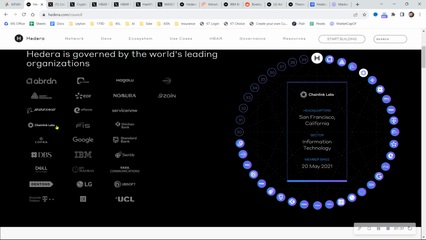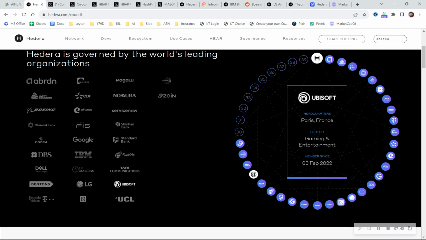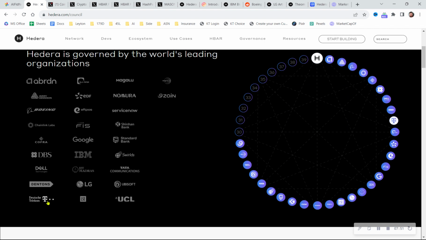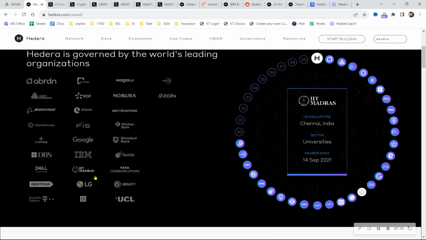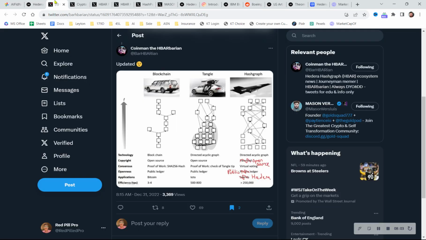It's even integrated with Chainlink as well, which I think is another high potential crypto that is older, but it still has a lot of application potential. We've got T-Mobile, Dell as well. So they are already connected to a lot of very high profile companies who have a lot of interest.